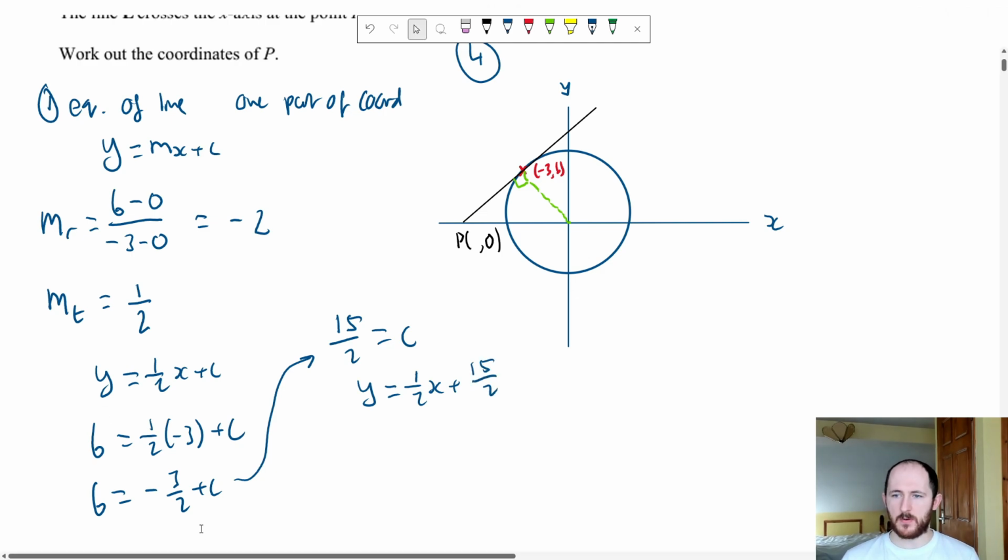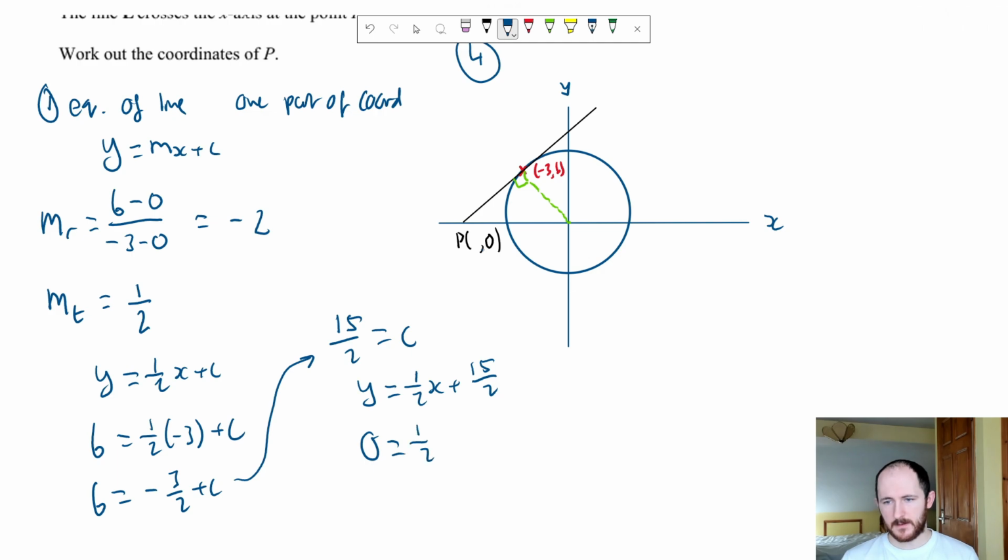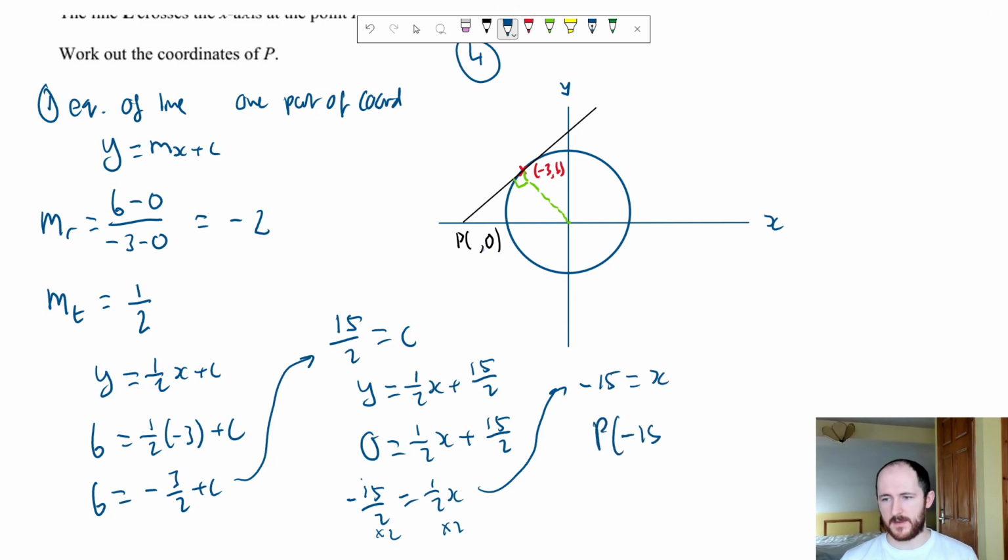I know that the y coordinate is 0, so let's sub that in. 15 over 2 minus 15 over 2 from both sides. So we get minus 15 over 2 equals a half x. And all I'm going to do is times both sides by 2 to finally get the x coordinate. Minus 15 is equal to x. So that means the coordinates of P are minus 15 and 0, just like that.